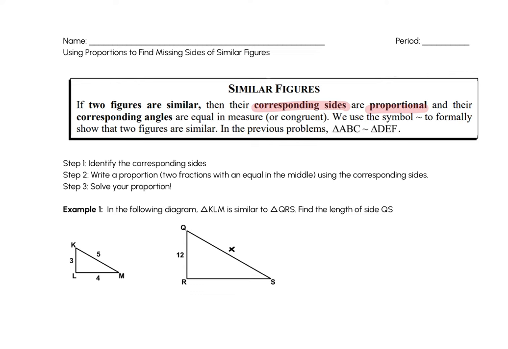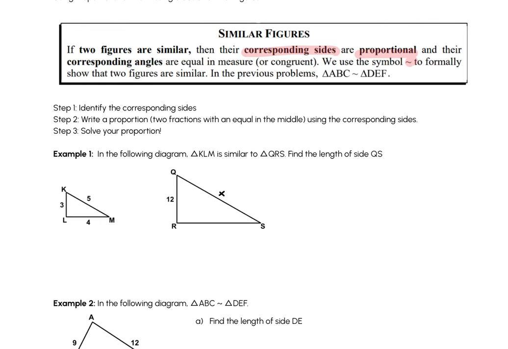We use the symbol of the little squiggle to formally show that two figures are similar. In the previous problems, or in the future problems, triangle ABC is similar to triangle DEF. That's how we would read that. So we've got three main steps here. Step one, identify the corresponding sides, match them up. Step two, write a proportion, which is two fractions with an equal sign in the middle, using those corresponding sides. And step three, solve our proportion. So we're going to be finding missing sides of figures based on their dilations.